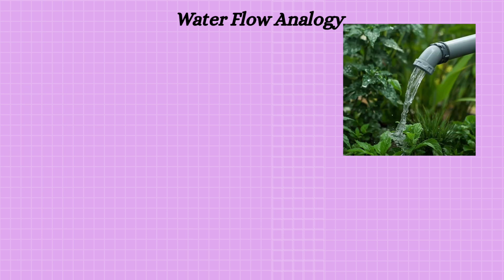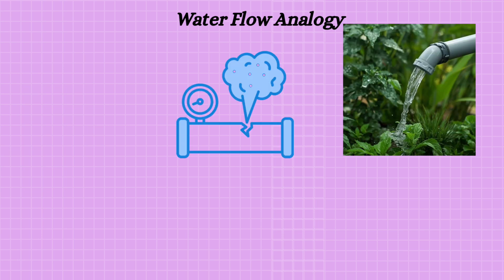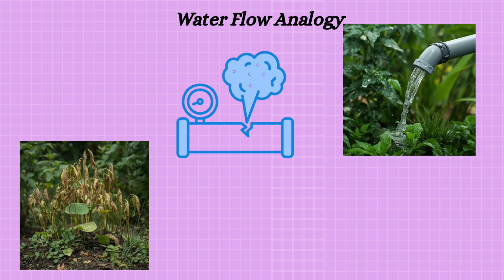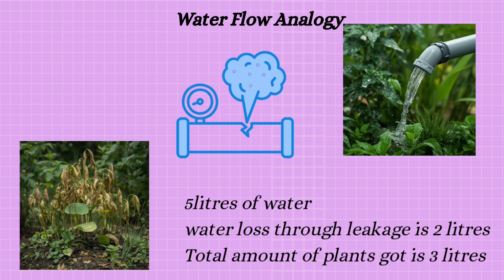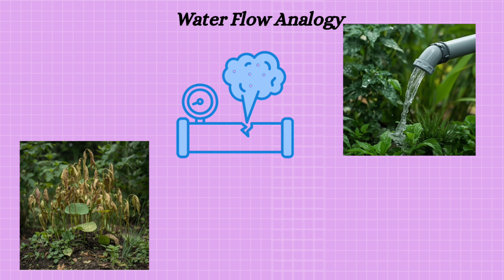To make this topic more clear, let's understand it through the water flow analogy. Imagine you have 5 liters of water to water your plants. When you start watering through a pipe, you notice the pipe had some leakages that lead to some water loss. And ultimately your plants got only 3 liters of water instead of 5 liters. So the amount of water your plants got after water loss through leakage is bioavailability in our case.